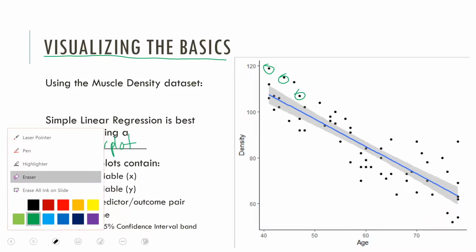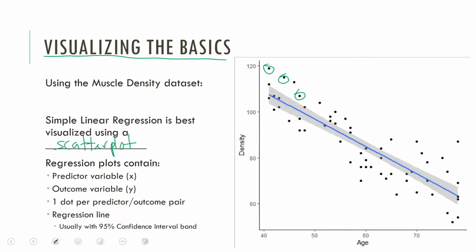But that is a scatter plot. All right, and so what is a scatter plot? Well, we have our sort of basics here. We have some x variable, some y variable, where our x is the predictor and our y is the outcome. So we see that right here. And then we have one dot per x and y, so sort of a pair situation.